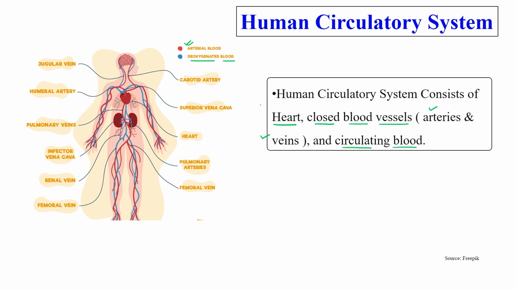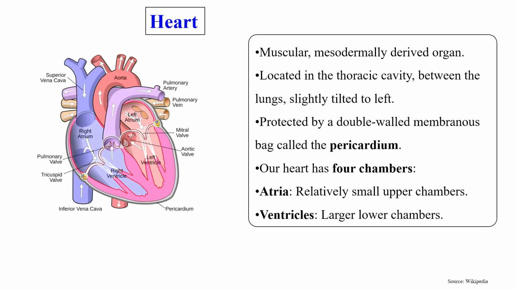Heart, closed blood vessels that include both artery and vein, and the content present in the blood vessels, which is blood. So first of all, the first organ, that is the heart. Our heart is a muscular organ, and it is mesodermal in origin. What is the location? Our heart is located in the thoracic cavity between the lungs and slightly tilted towards the left side.